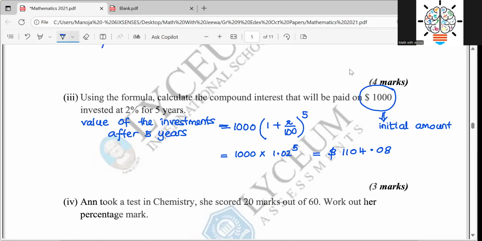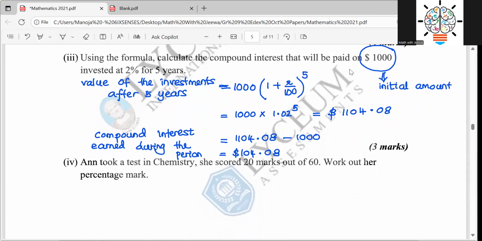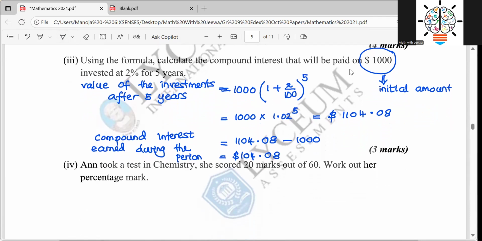But have they asked for the value of the investment? No, they have asked us to find the compound interest. So the compound interest earned during the period is 1,104.08 minus 1,000. So the answer is 104.08.